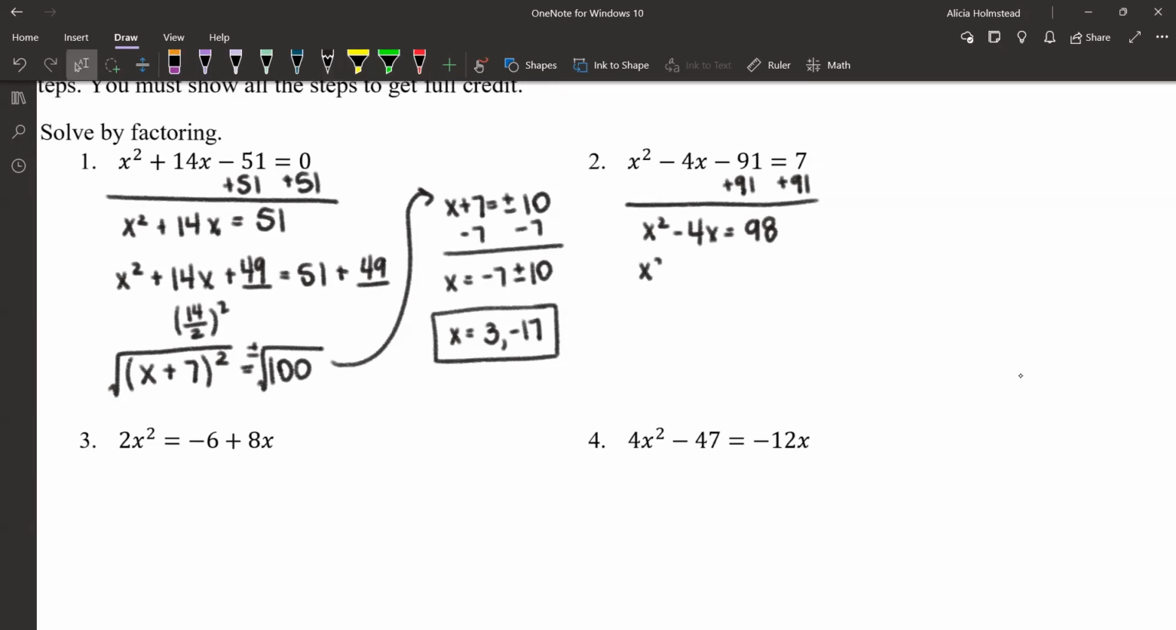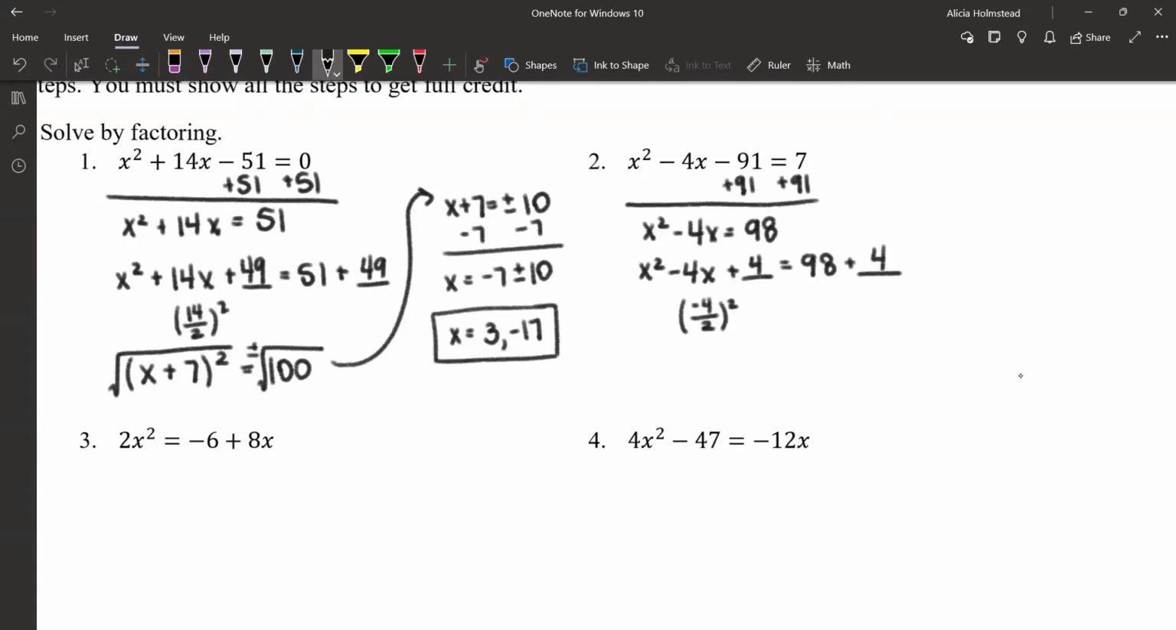To do so, we need to write a blank on both sides. So we'll have x squared minus 4x plus something equals 98 plus something. The left blank, we're going to take our middle number, which is a negative 4. If it's a negative, you need to make sure that you bring the negative down. You're going to divide that by 2 and square it. Negative 4 divided by 2 is negative 2. Negative 2 squared is 4. To fill in the right blank, we take that number and multiply it by our leading coefficient, which for this one was a 1. So we end up adding 4 to both sides.